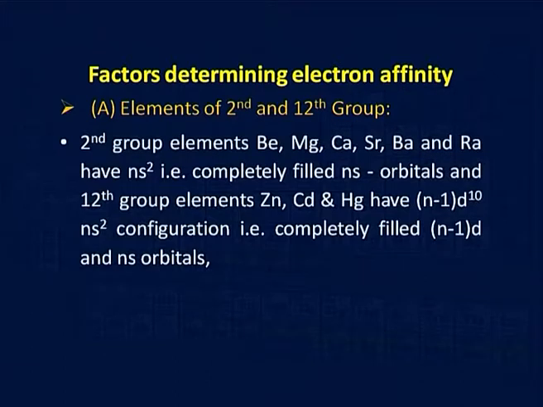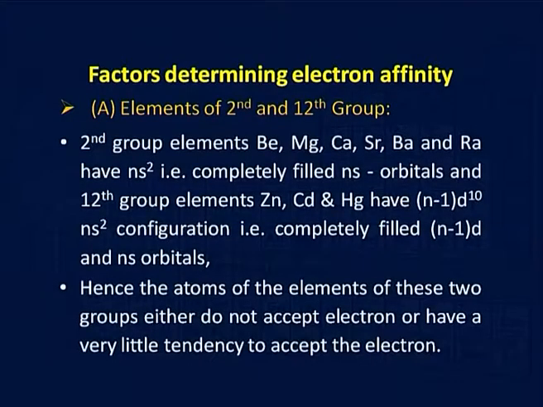Again, the 12th group elements are zinc, cadmium and mercury. These elements of the 12th group have 10 electrons in the (n-1)d subshell, whereas their last ns shell has 2 electrons. That is, they have a completely filled (n-1)d subshell and completely filled ns orbitals.